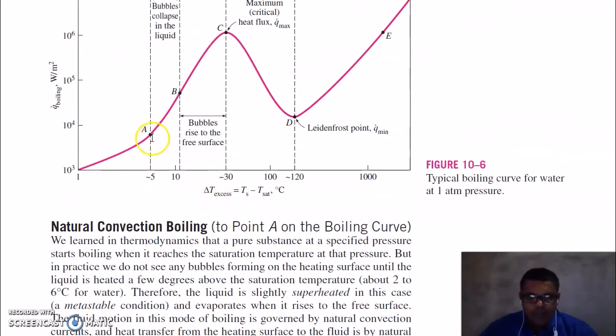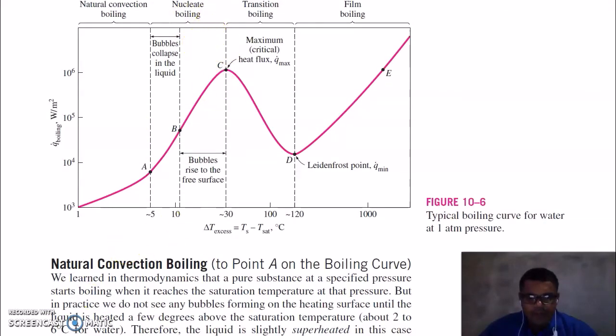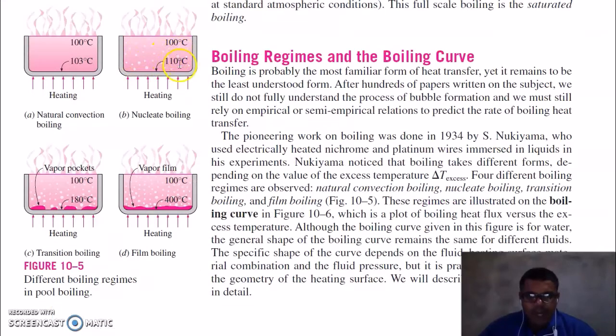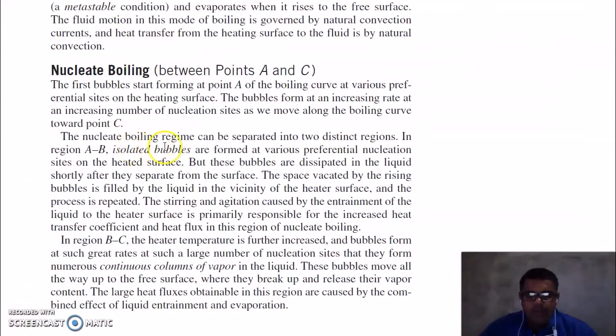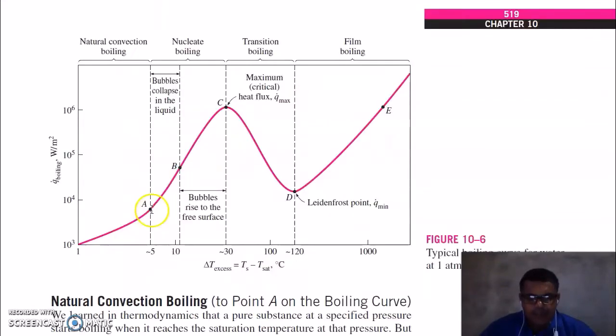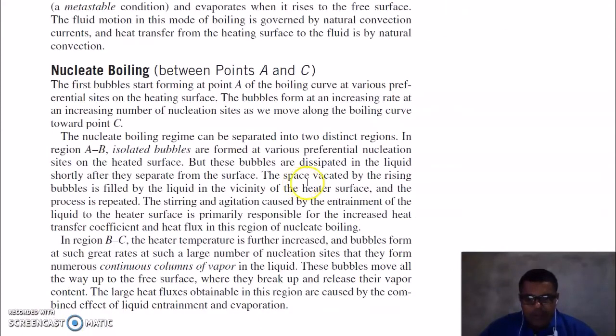Nucleate boiling, this is from point A to C. In nucleate boiling, bubbles start to appear in the liquid. The nucleate boiling regime can be separated into two distinct regions. In region A to B, isolated bubbles form at various preferential nucleation sites on the heated surface. This is where bubbles form, but they collapse in the liquid. The space vacated by the rising bubbles is refilled by liquid. The stirring and agitation caused by the entrainment of liquid to the heater surface is primarily responsible for the increased heat transfer coefficient and heat flux in this region of nucleate boiling.